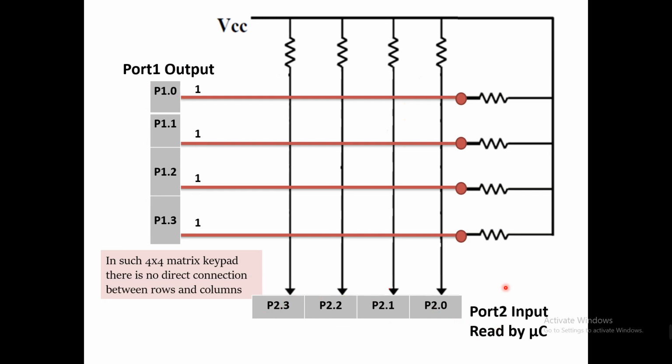Because these are the output port, we are now assuming the microcontroller is sending one value at all these ports. So all the bits will be one. Under such a condition, if we want to read this value, what should we read? We will read 111. Why will it be 111?